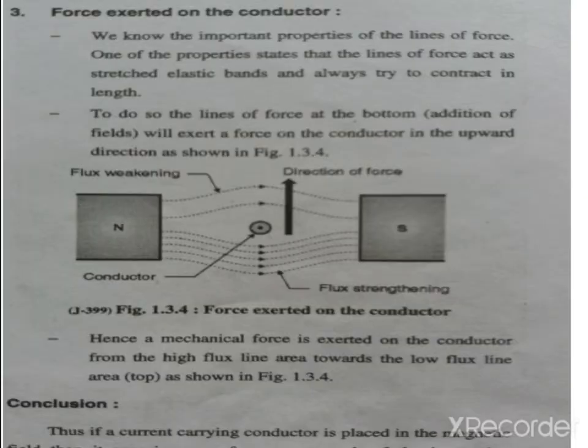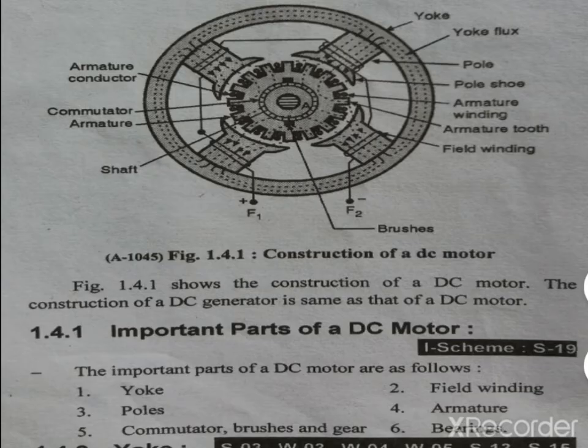The third sequence is force exerted on the conductor. This case also gives us the weakening of the flux and the strengthening of the flux. Hence, the mechanical force is exerted on the conductor from the high flux line to the low flux line, as shown in the figure. While talking about the construction of the DC motor, it looks like this.